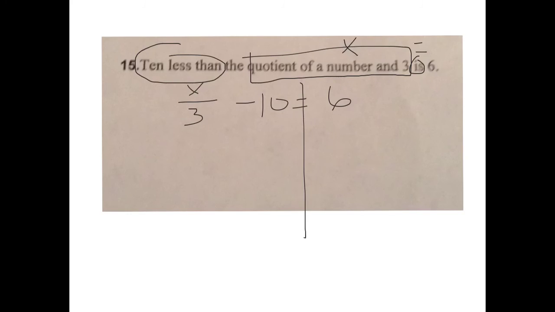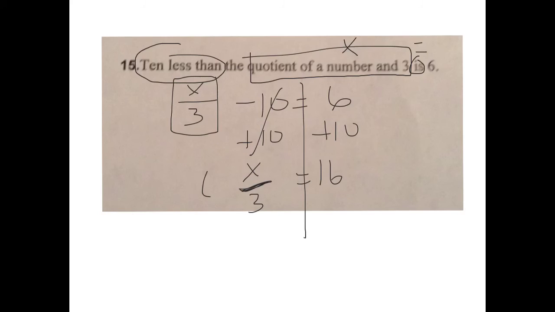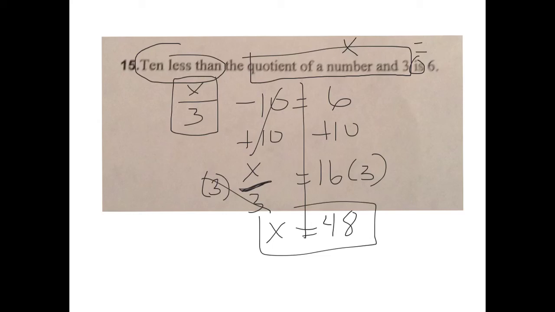Draw my line down. Box my variable. Deal with the 10 first, so I plus 10 to both sides. Minus 10 plus 10, so those cancel. x divided by 3 equals 6 plus 10 is 16. This is divide by 3, so to undo divide, I multiply. It's all about opposites. The 3's cancel out, leaving me with x equals 16 times 3 is 48. And 48 is your answer.